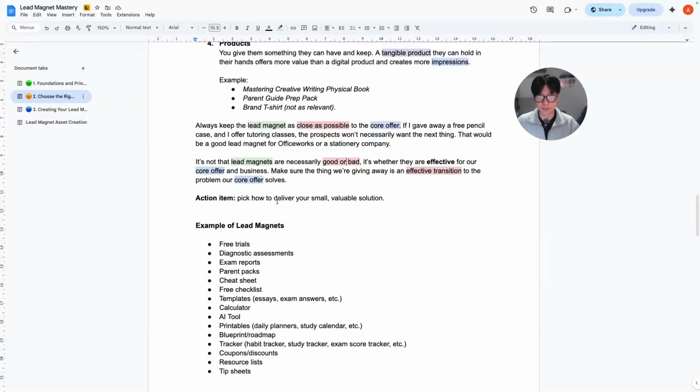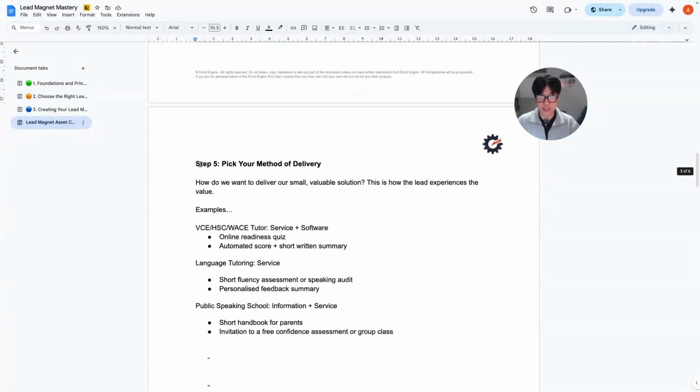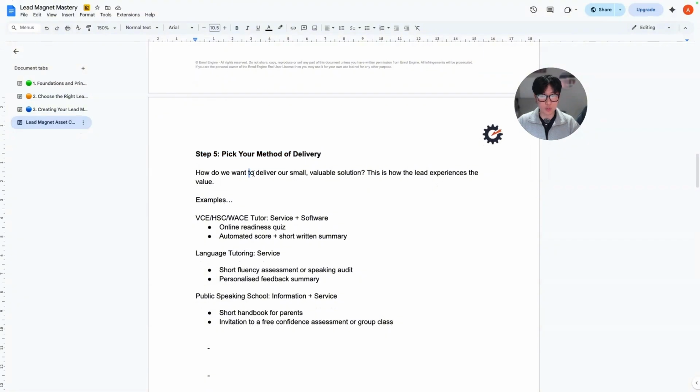So here's the next action item. I want you to pick how to deliver your small, valuable solution. That is step 5, your method of delivery. How do you want to deliver your small, valuable solution? And this is how the lead experiences the value.